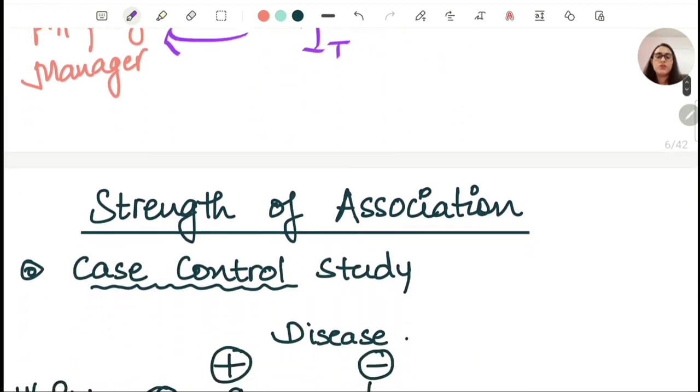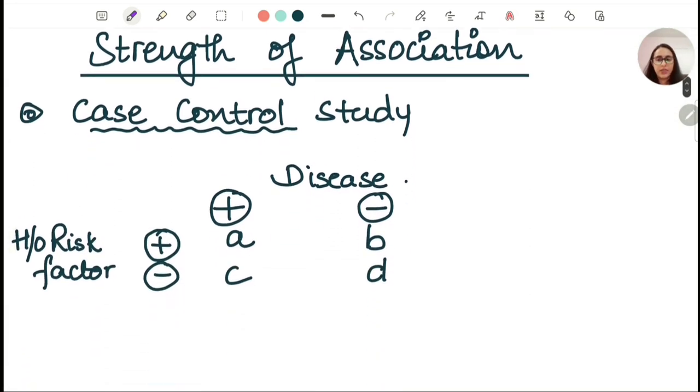So strength of association for the cohort study: relative risk, which is incidence of exposed divided by incidence of non-exposed. Then we have studied the attributable risk and the population attributable risk. Now strength of association for a case control study is determined by the odds ratio.